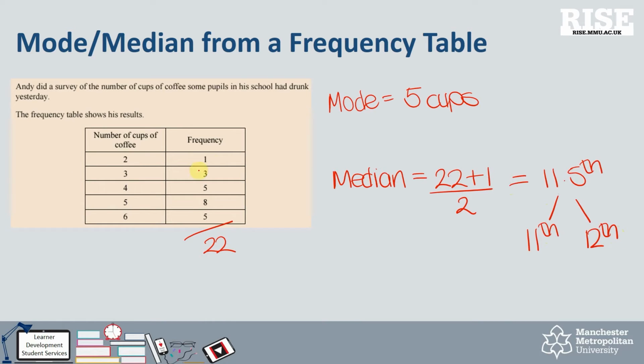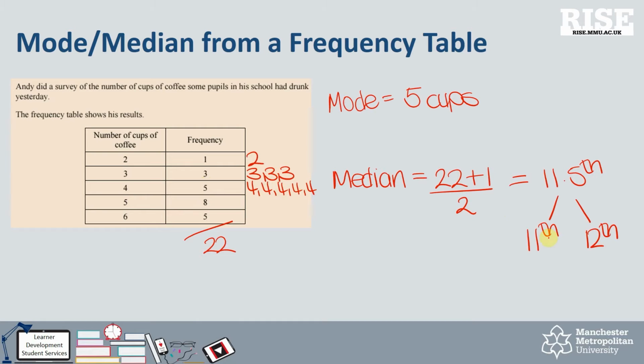Let's start listing them then. 1 pupil only had 2 cups of coffee. That would just be 2 written once then. A further 3 pupils had 3 cups of coffee. So that's 3 written 3 times. A further 5 pupils had 4 cups of coffee. So let's write 4 5 times.